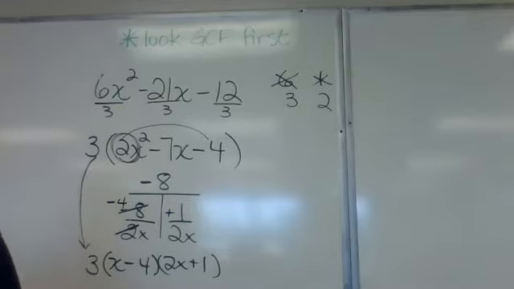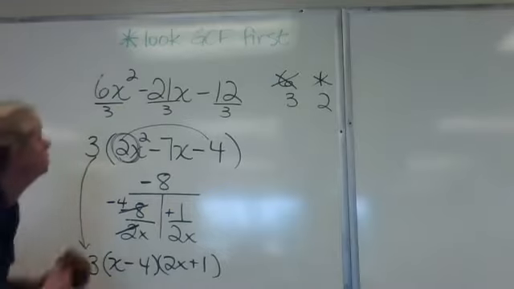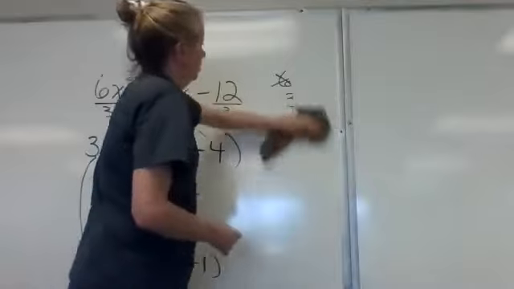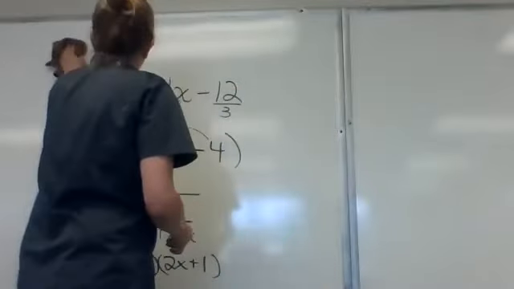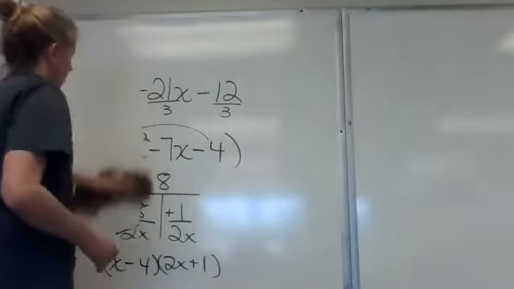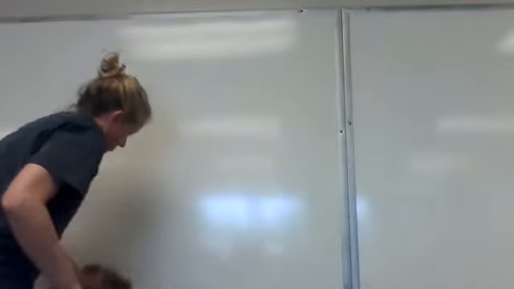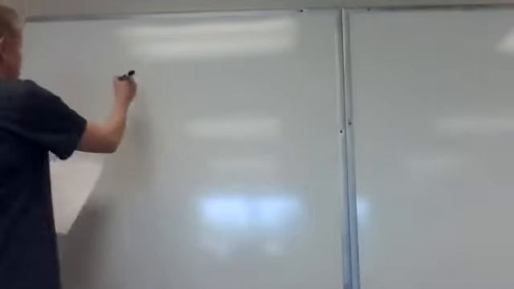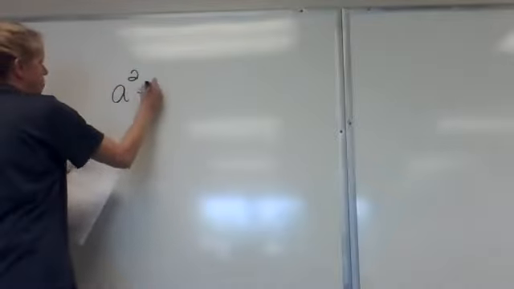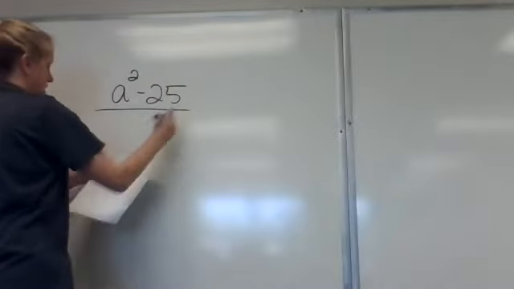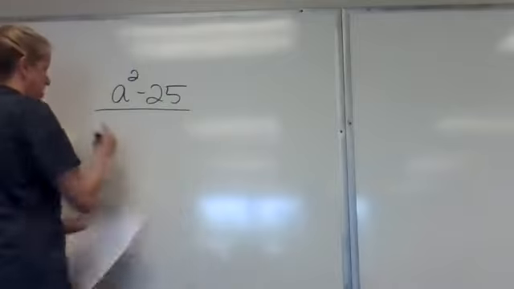Number 10. Write the rational expression in lowest terms. I've got a squared minus 25 over a squared plus 7a plus 10.